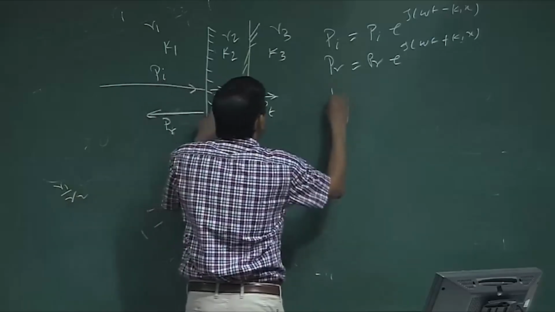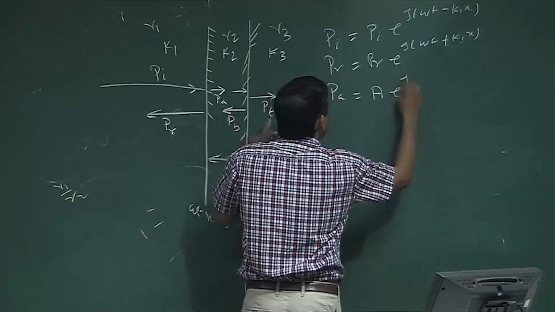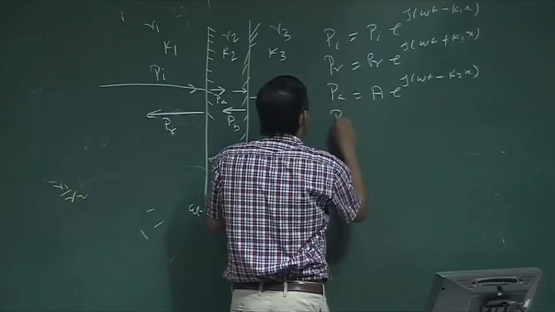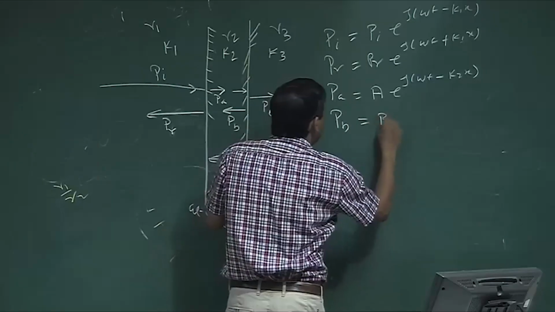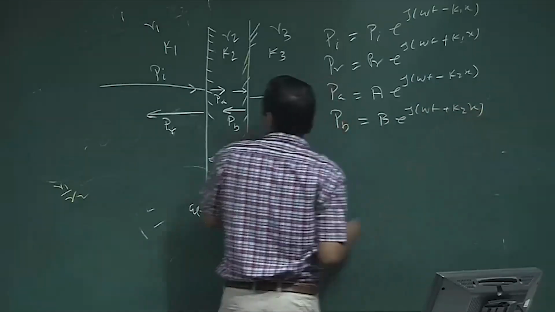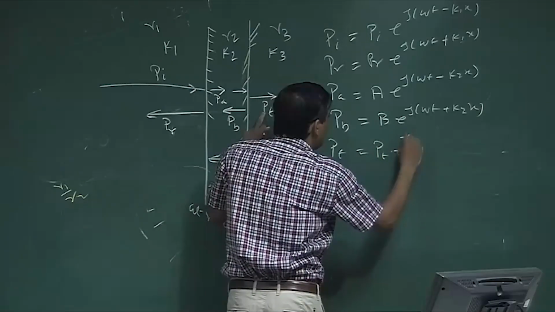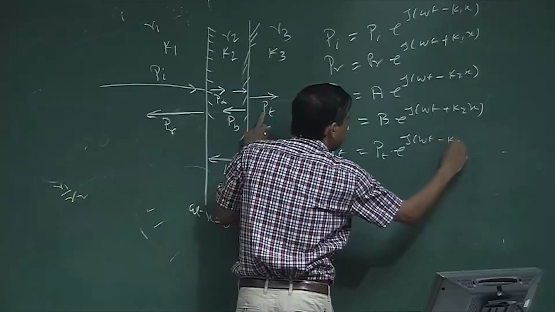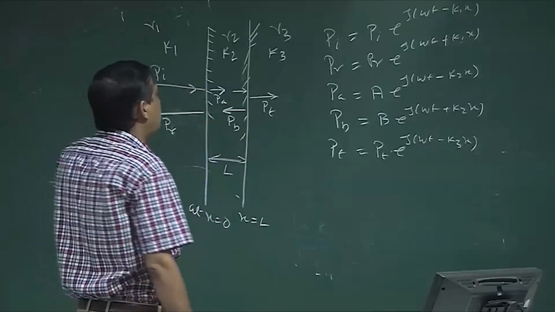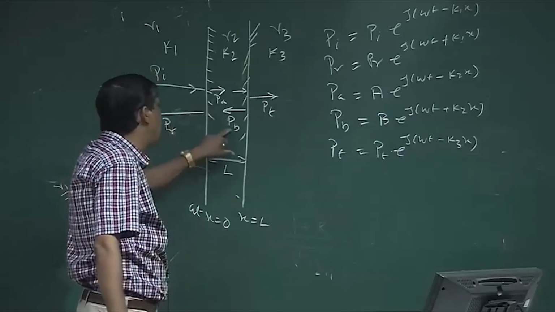Similarly, what is Pa? Pa is nothing but, let us say amplitude A, e to the power j(omega t minus k2 x). What is Pb? Again it is in the reverse direction, so it is nothing but B e to the power j(omega t plus k2 x). Similarly, Pt is nothing but amplitude Pt into e to the power j(omega t minus k3 x). Those are the equations for Pi, Pr, Pa, Pb, Pt.